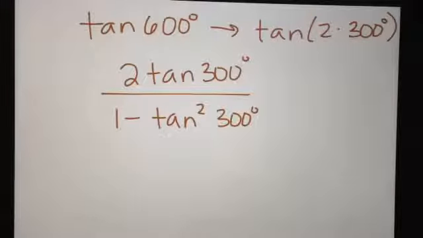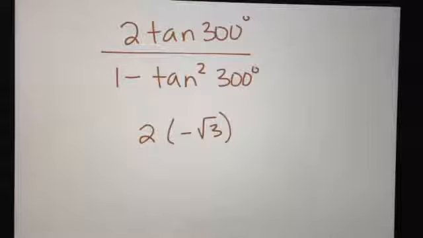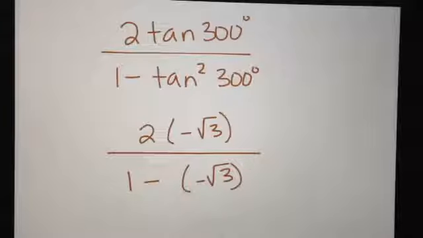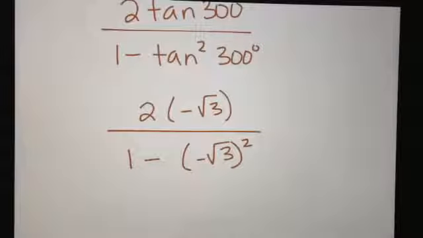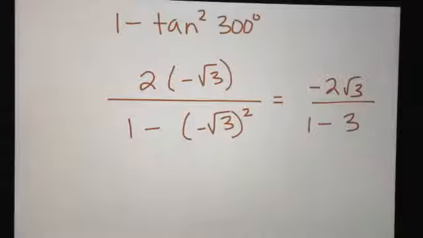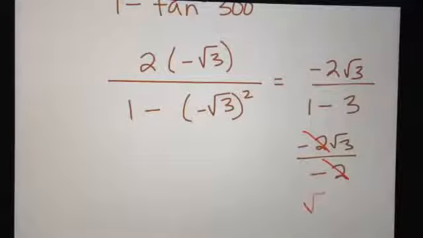So if you look at your unit circle, tan of 300 is negative root 3. So on the top, we're going to have 2 times negative root 3. On the bottom, we're going to have 1 minus negative root 3 squared. So if I do this problem, the top is going to become negative 2 square roots of 3. The bottom is 1 minus negative square root 3 squared, which is 3. So we have negative 2 square root 3 over negative 2. The negative 2's cancel, and our final answer is just square root 3.